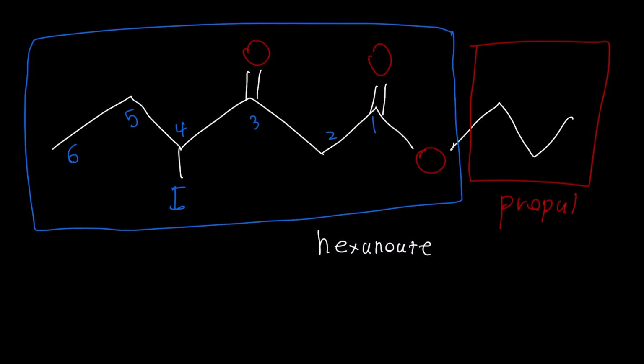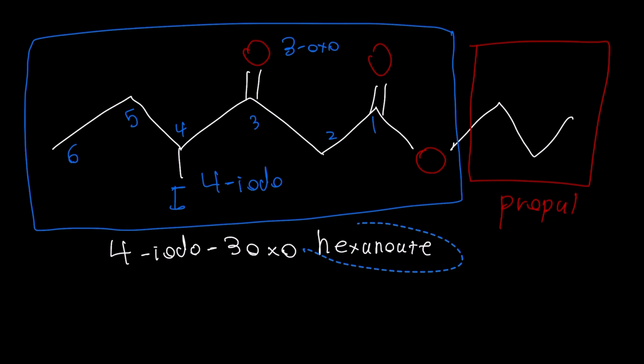We have this right here, which is an oxo. Whenever you see oxygen double bonded to the carbon as a substituent, it's going to be called oxo. So it's going to be 3-oxo because it's on position 3. Then we have an iodine on position 4. That's going to be called 4-iodo. When you write it, you're going to start with the iodo because I comes before O in the alphabet. So 4-iodo, 3-oxo, hexanoate.